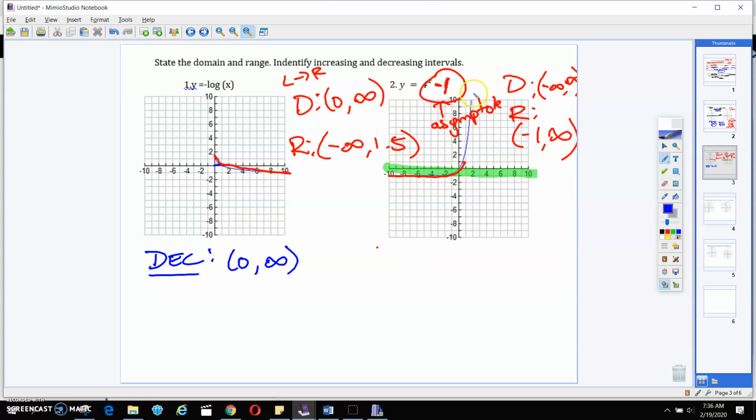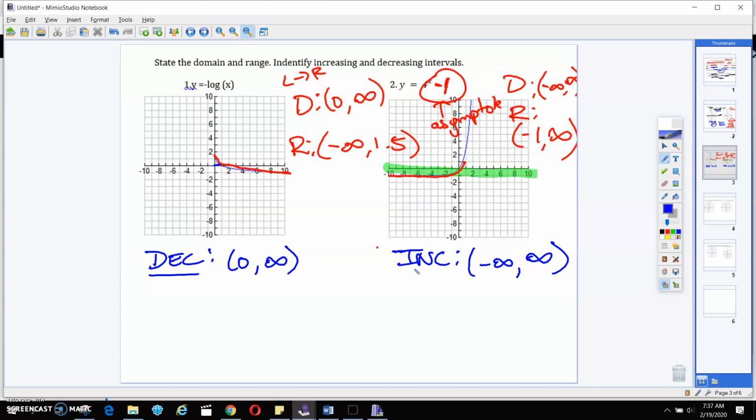Are we going up the roller coaster or down the roller coaster? Up. So we're increasing, right? What's our farthest left x value? Negative infinity. What's our farthest right x value? Positive infinity. That is how you do increasing and decreasing.